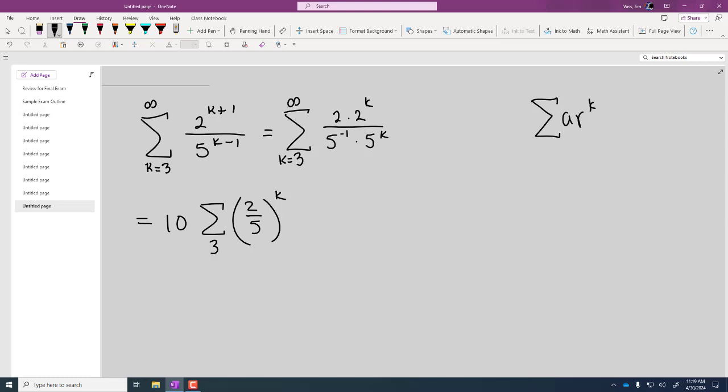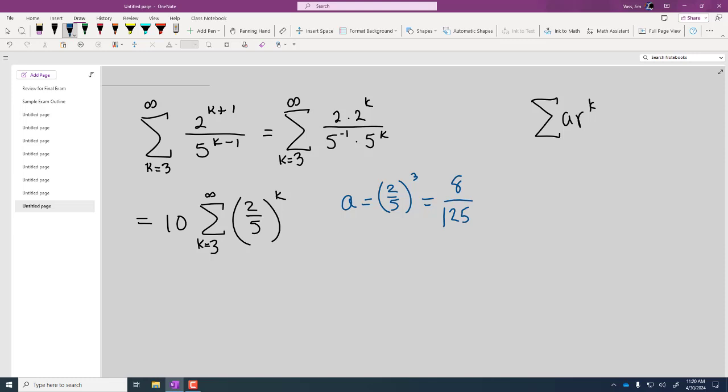Wait, well, what happens if the 5 to the negative 1 is at the bottom? Does it come up as 5? Yeah, so it goes to the top. So 5 goes to the top. Dividing by 1/5 means multiplying by 5. Okay. So now the a is found by picking the initial index. So that's going to be 2/5 to the 3. So that's 2 to the 3 over 5 to the 3.